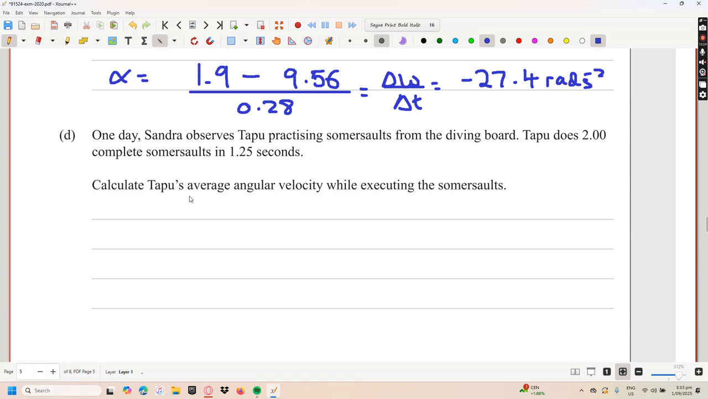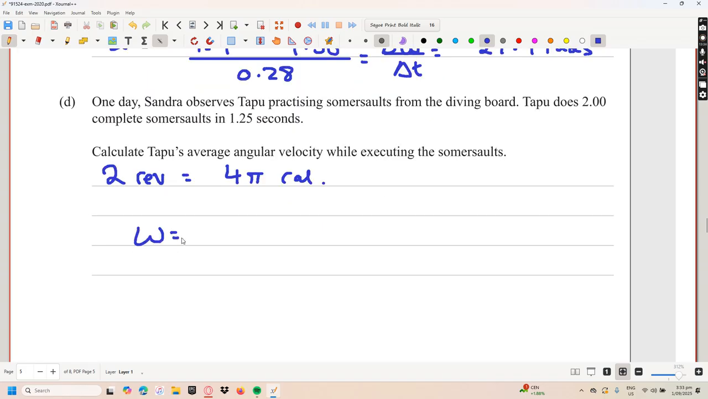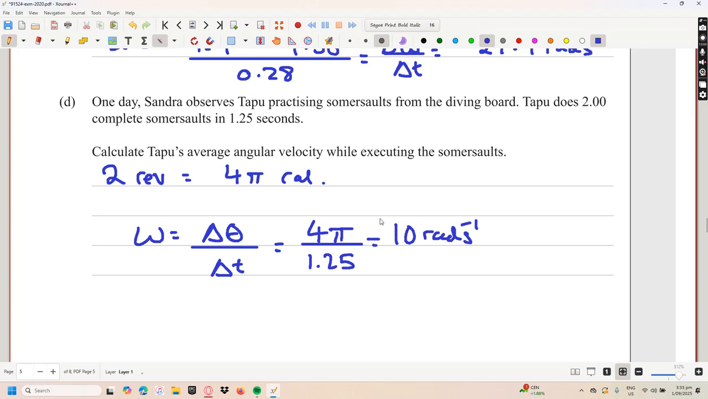Tapu does 2 complete somersaults in 1.25 seconds. So recall 2 revolutions equals 4 pi radians. Therefore, omega is equal to the change in theta divided by the change in time. He's revolved 4 pi radians in 1.25 seconds. That should give us about 10 radians per second.